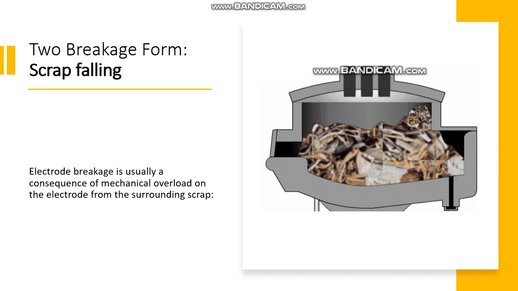We have two breakage forms, and here we have the scrap falling, and we can see this type of breakage with this video. The scrap is caving in from the side as the electrode penetrates into the scrap pile inside the furnace. If heavy pieces hit directly on the electrode side, breakage may occur.